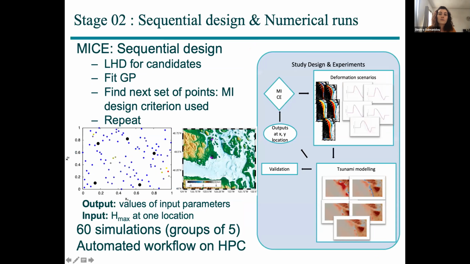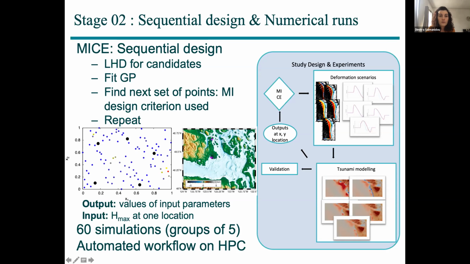So at the core of the design workflow and experiments lies MICE. MICE is a sequential design algorithm that adaptively selects the input values at which to run Volna in order to maximize the expected information gain over the input space. So we have an LHD that gives us some candidate points, and then we fit a GP to the inputs and outputs, and use a mutual information design criterion to find the next set of runs.